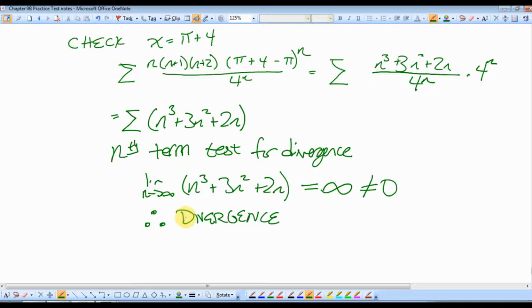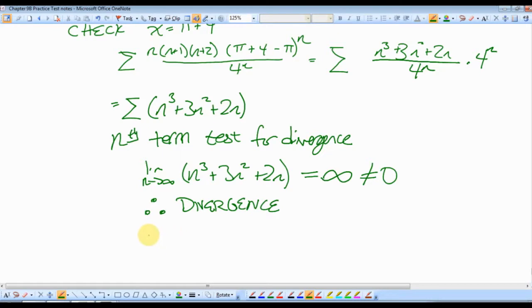Nth term test, remember, the nth term test never shows convergence. It only shows divergence. The only time you should be using the nth term test is if you suspect divergence. If you suspect convergence, you would not use the nth term test. So it's divergent at x equals 5.